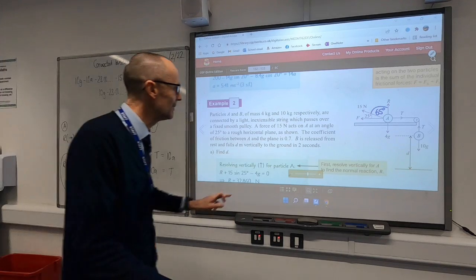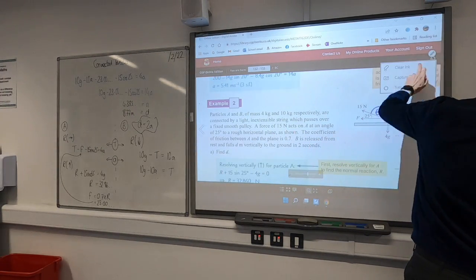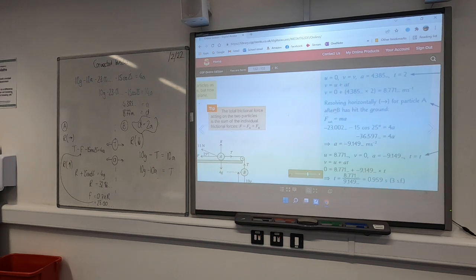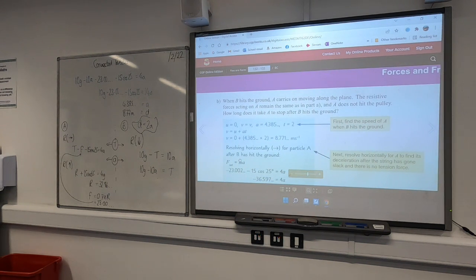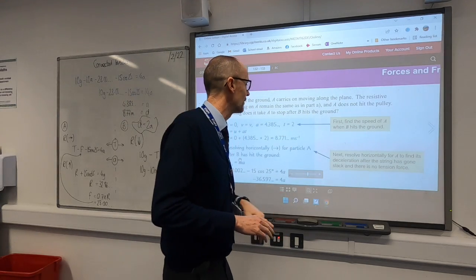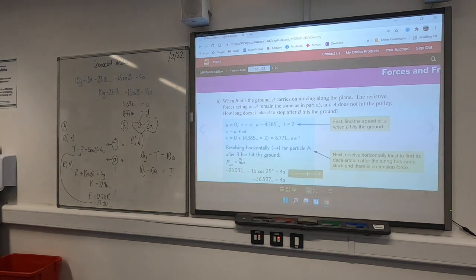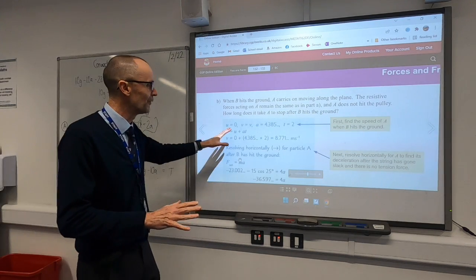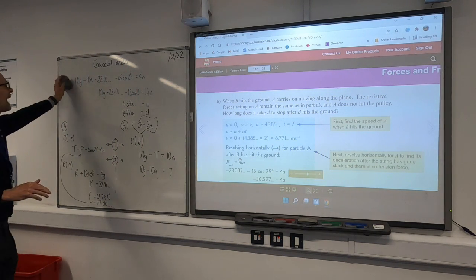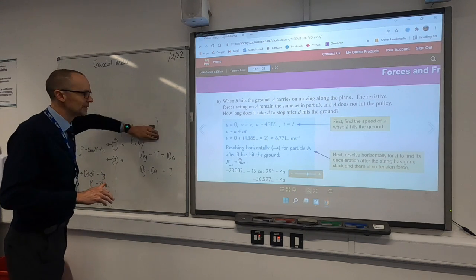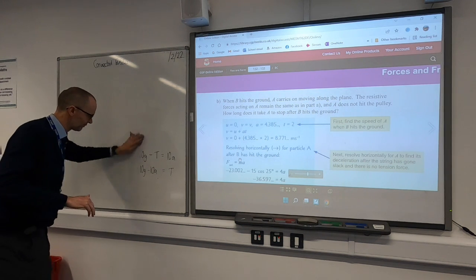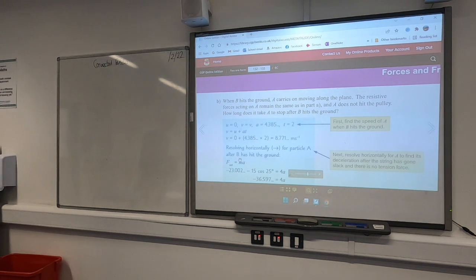So here's part B. Nothing is working. My Bluetooth mouse has got to stop working. When B hits the ground, A carries on moving. So let's just remind ourselves when B hits the ground. It hits the ground when T is 2. So what we can do is use SUVAT for A to work out how fast it was going when B hits the ground, okay? So when B hits the ground, A carries on moving.